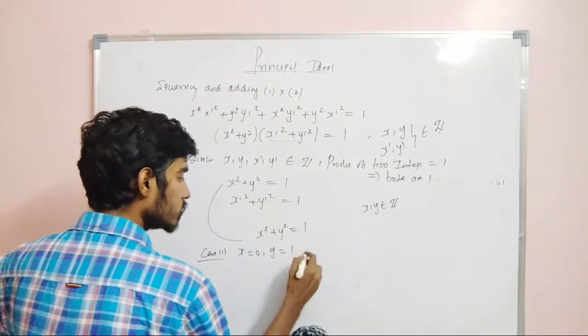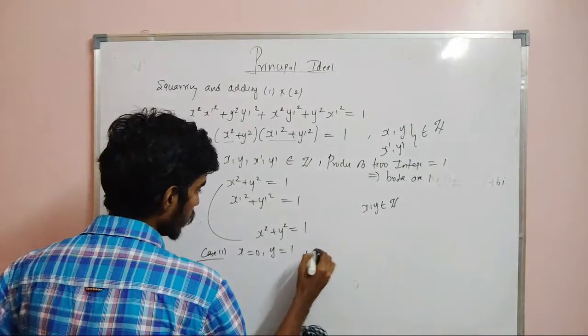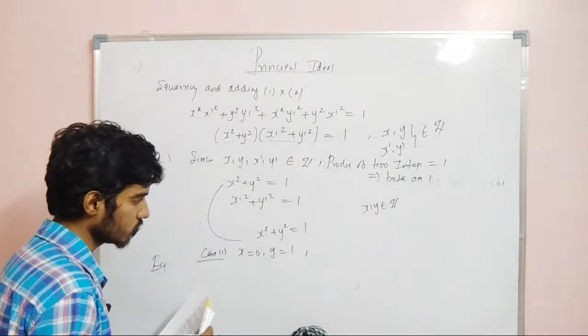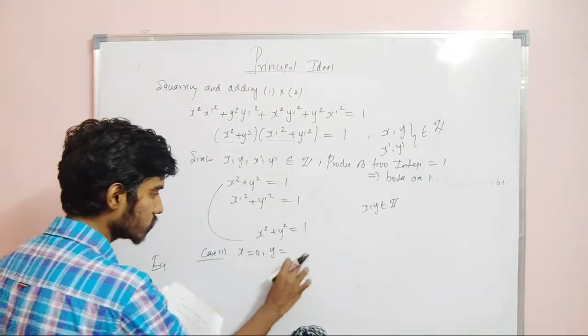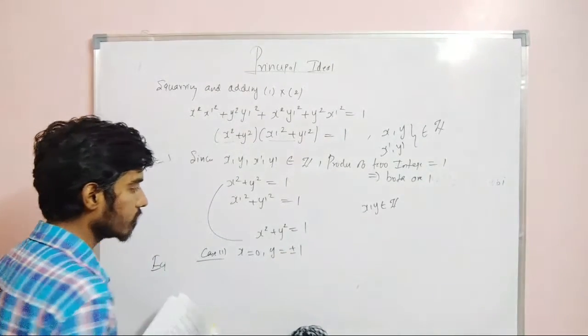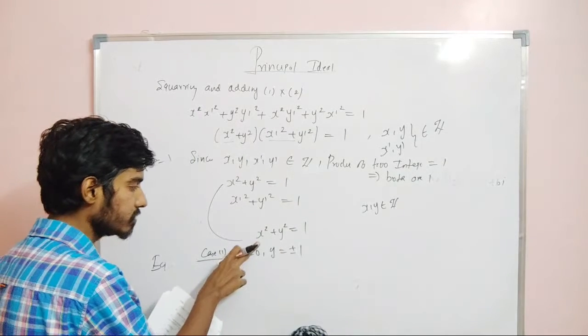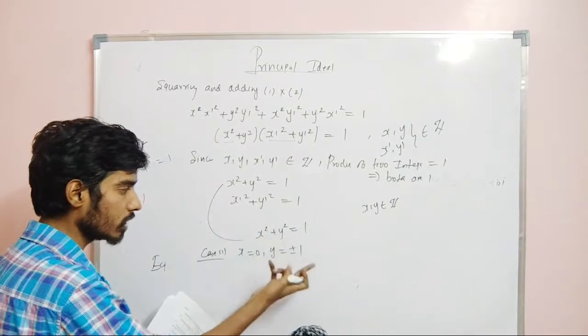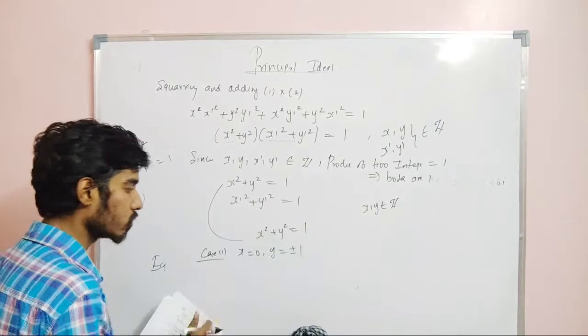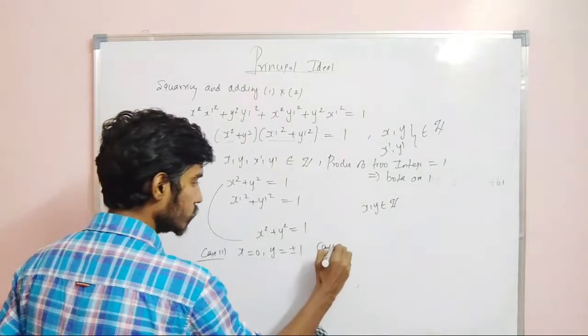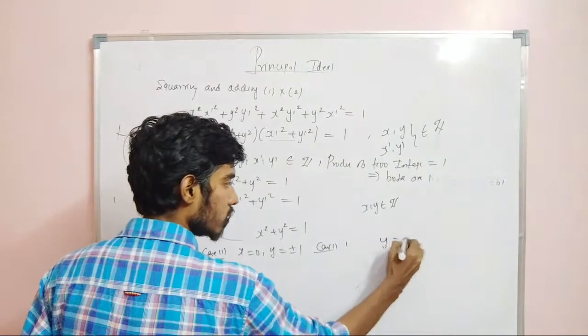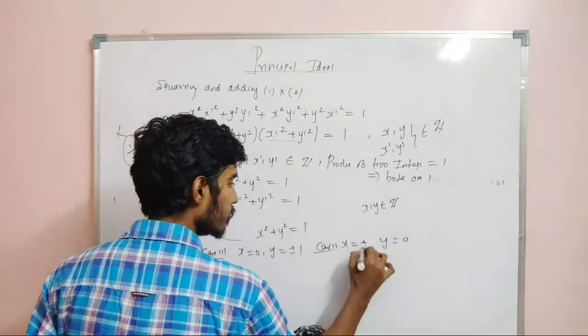So if x is equal to 0, y can be plus or minus 1. These are the two possible choices. So this can be 0 and this can be plus 1 or minus 1, so both squares will be equal to 1. And case 2 is y is 0, so x can be plus or minus 1.